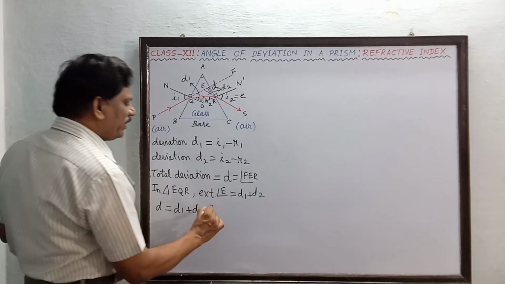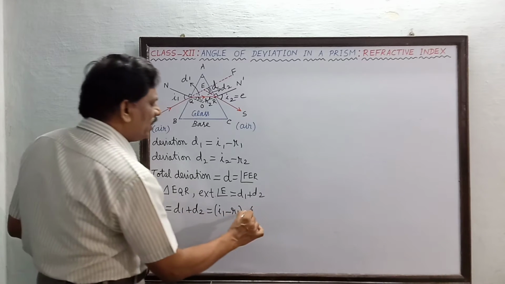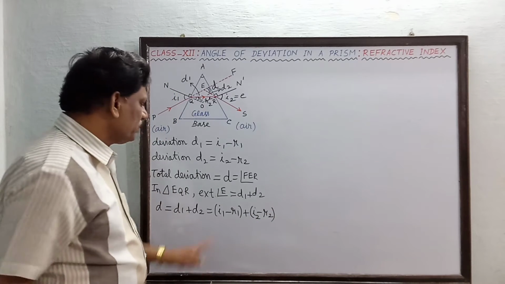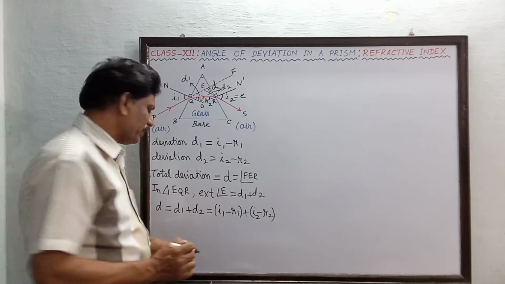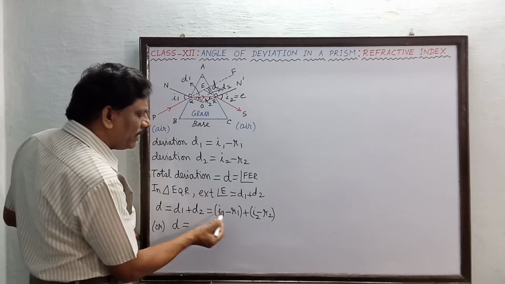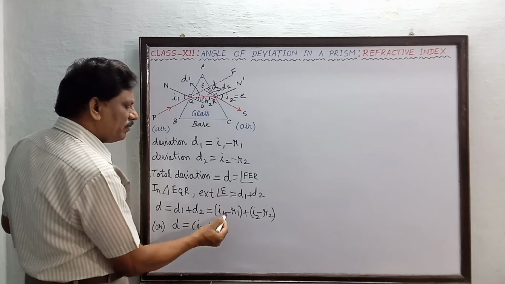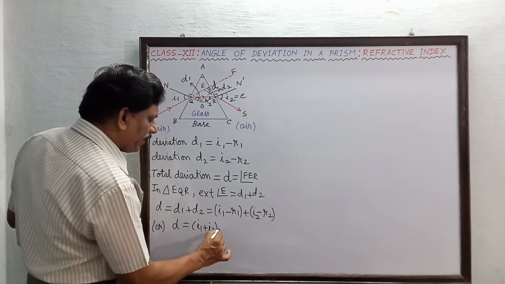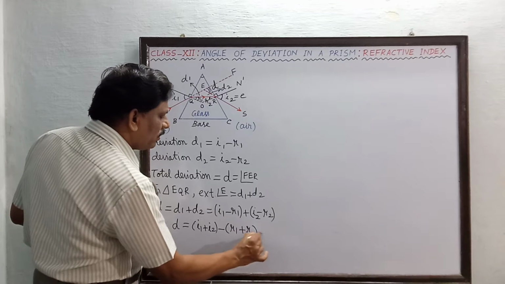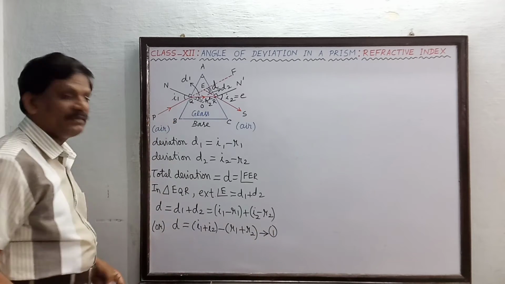So instead of D1, I am going to substitute I1 minus R1, plus, instead of D2, I2 minus R2. Now I am going to group the terms, I terms separately and R terms separately. So I write the deviation D is equal to (I1 plus I2), then minus is a common factor for R1 and R2, into bracket (R1 plus R2). So this is our main equation number 1.